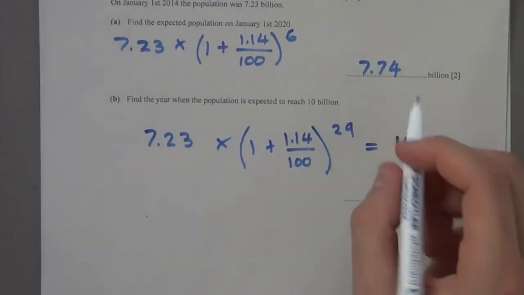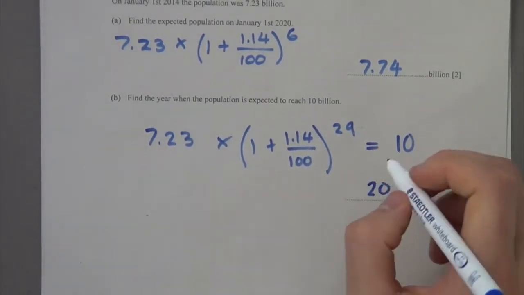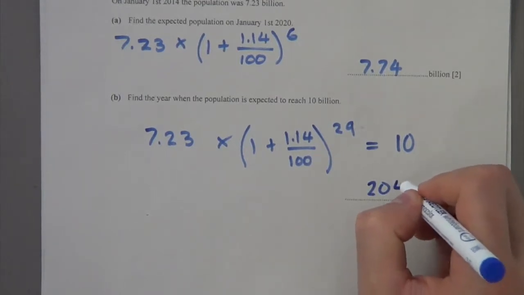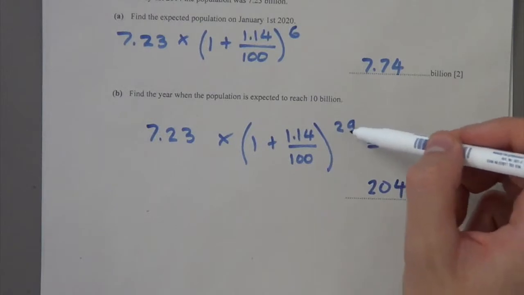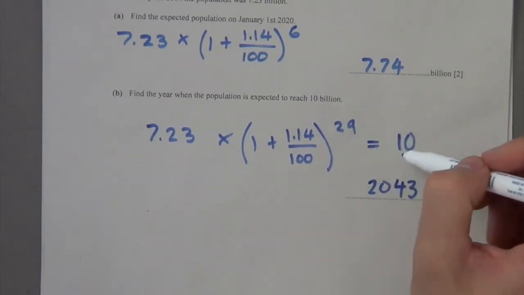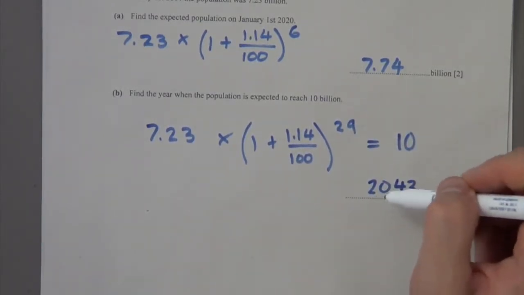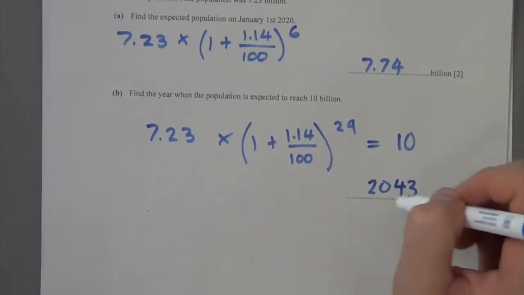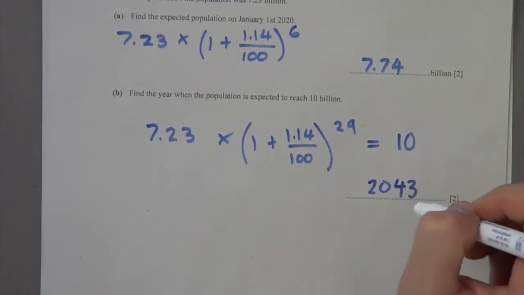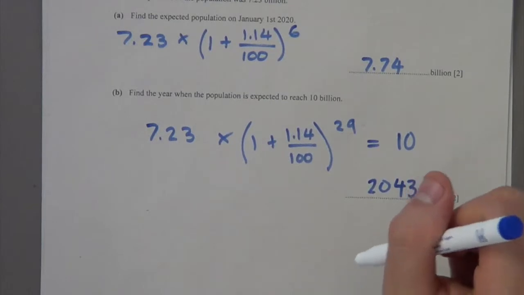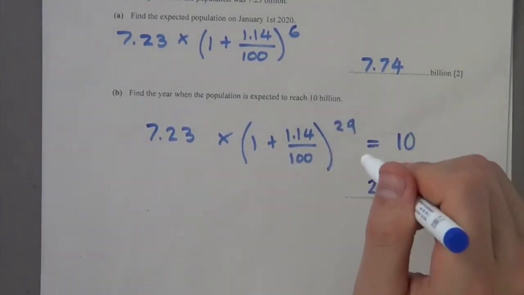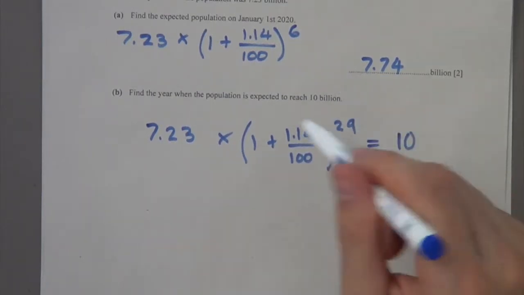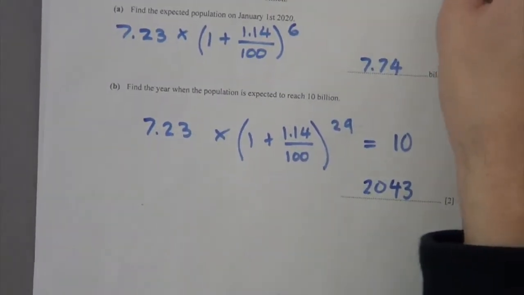Okay, it's approximately 2043. Okay, so if you put 28 as well, that would also round up to 10 as well. So 2042 or 2043 is going to be your answer for this question. But literally you just have to try different values out to work this out. Okay.